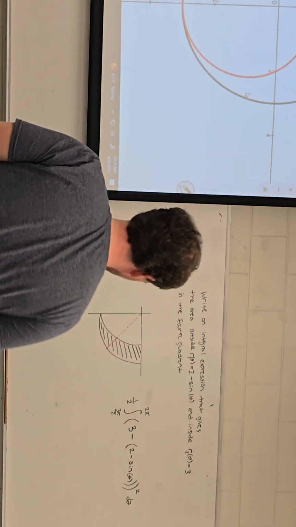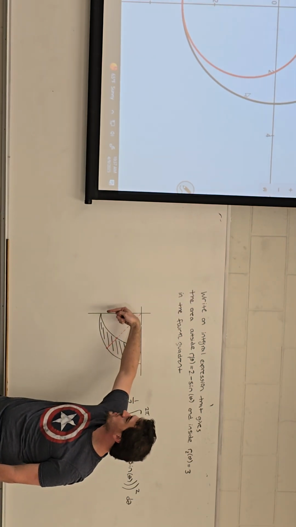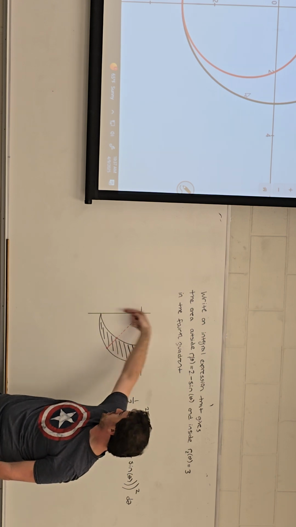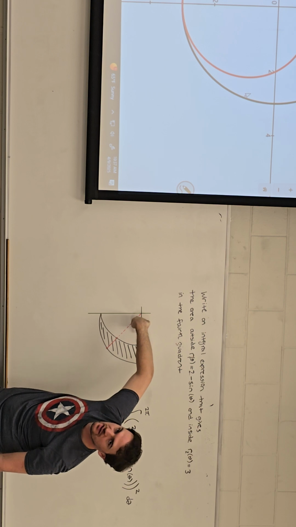All right, so again. Why the 3 pi over 2 to 2 pi? So I'm always sweeping counterclockwise. So this is an angle of 3 pi over 2, sweeping out to 2 pi.